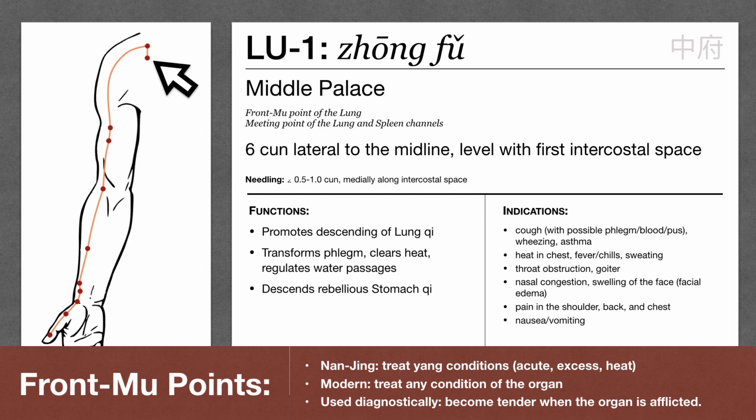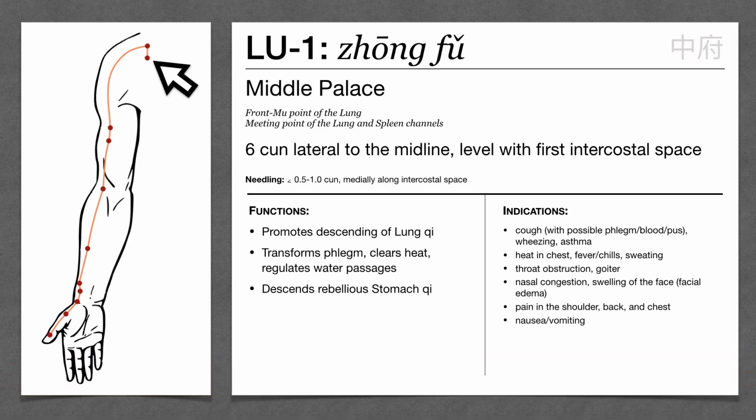We should also point out that Xi-Cleft points can be used diagnostically because these points tend to get tender when there's a problem in the organ, so we can palpate lung 1 for tenderness to diagnose any problems with the lung. So here, lung 1 descends lung qi, activating the down-bearing function of the lung, treating symptoms of rebellious qi, like cough, wheezing, and asthma. It clears heat, treating heat in the chest.